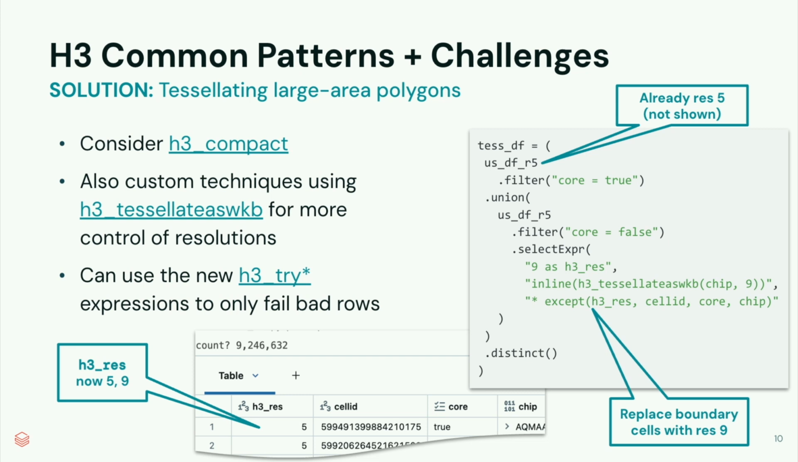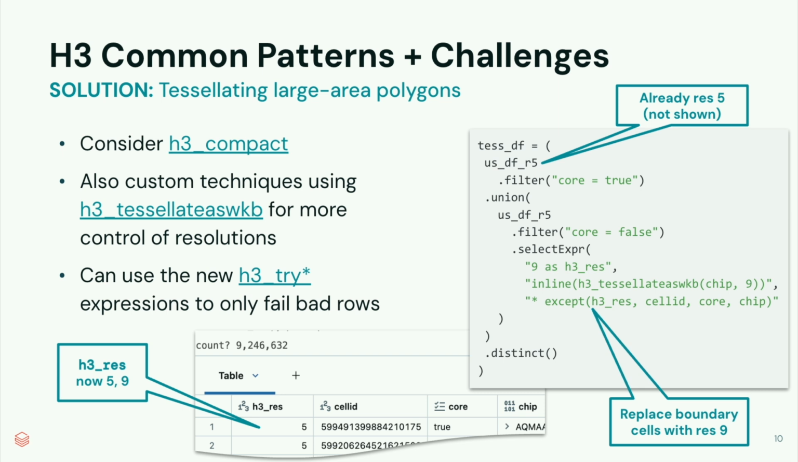The first one is around tessellating of large area polygons. If you've used H3 on Databricks, one of the challenges is that customers try to rationalize, how do I handle large area polygons? A lot of times customers will go to H3 Compact. Databricks has a built-in expression for that. Want to make sure you know about that. But also there's custom tessellation compaction patterns that you can also use.